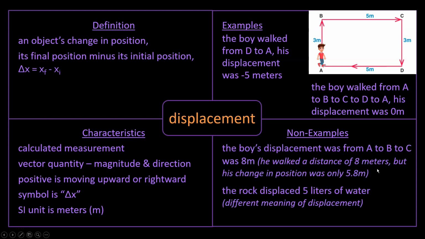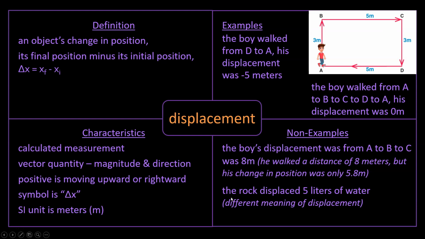Let's look at a non-example. The boy's displacement from A to B to C was 8 meters. And that's not true. He walked a total of 8 meters, but his change in position from A to C was only 5.8 meters. And if you're wondering where I got that, I'm just making a right triangle here out of AB, BC, and AC. And so using the Pythagorean theorem, I came up with the change in position as 5.8 meters.